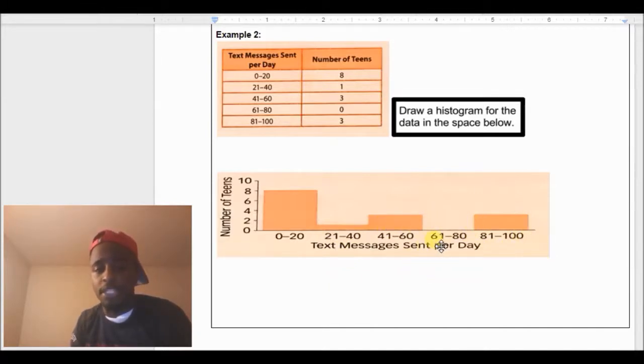Notice, from 61 to 80 in this interval, there are no students who stated that they send between 61 and 80 text messages per day.